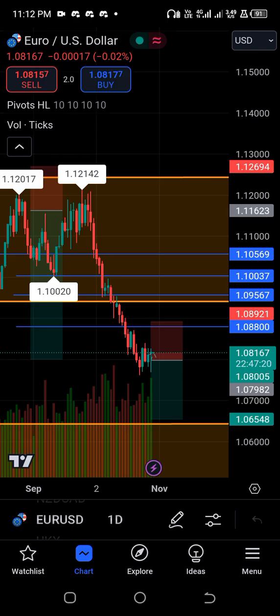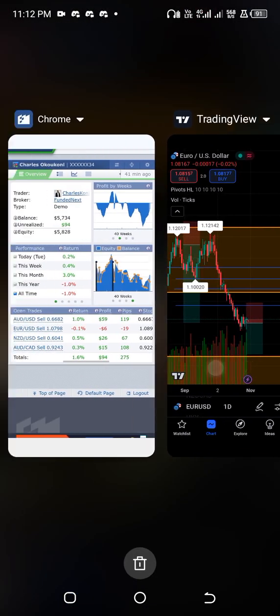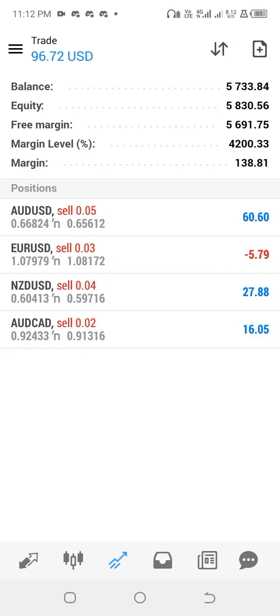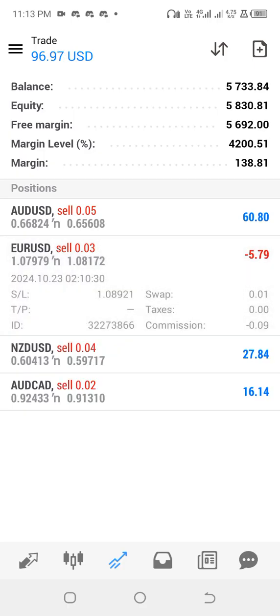So let me go to my account on MT4. So here's my account on MT4. I currently have about $5,733.84 in this trading account. So this is the euro dollar trade, as I said, which seems to be going in the other direction. But let's see how it goes.